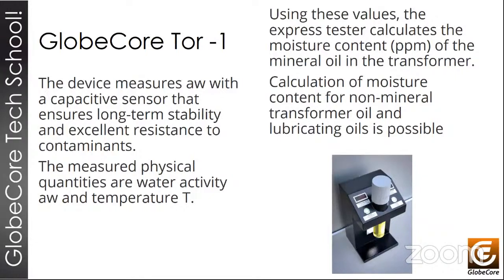So basically, once again, it's a device that measures the active water in the oil with a capacitive sensor. The sensor is such that it gives us very good long-term stability. It has pretty good resistance to any contaminants, and measures the active water and the temperature of the sample. Using these values, an algorithm allows the calculation of the actual moisture content in parts per million in the mineral oil. Once again, the device can also be used for other types of oil. It is not limited only to mineral transformer oil.